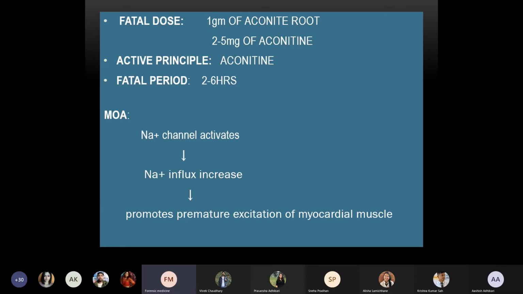Mechanism of action of aconite root poisoning. So this aconitine will first activate the sodium channel, which causes the increase of sodium influx, and that results in the premature excitation of the cardiac muscle.